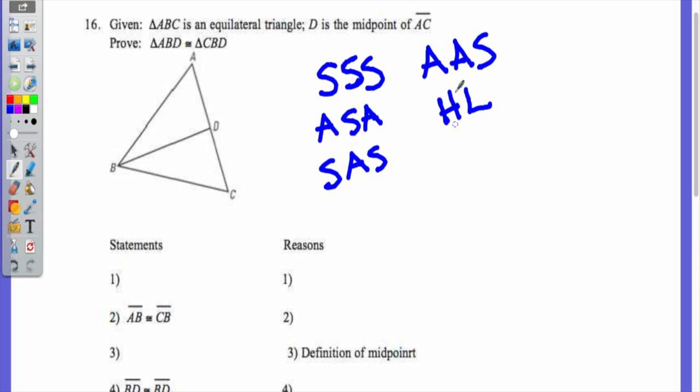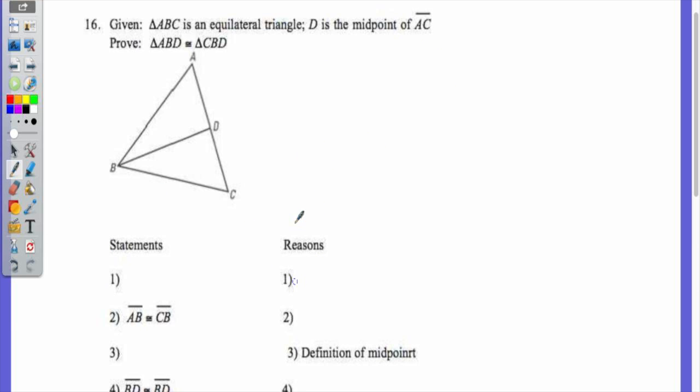For example, hypotenuse, leg is only used when it's a right triangle. So if we have a right triangle, you're going to be like, oh, maybe it's hypotenuse, leg. But if we're not dealing with a right triangle, you know it's not hypotenuse, leg. So the very first thing we can write here for our statement is this whole given that's up here. We would put triangle ABC is an equilateral triangle and D is the midpoint of AC. I'm not going to rewrite that all because mine will look really messy, but I can write given.